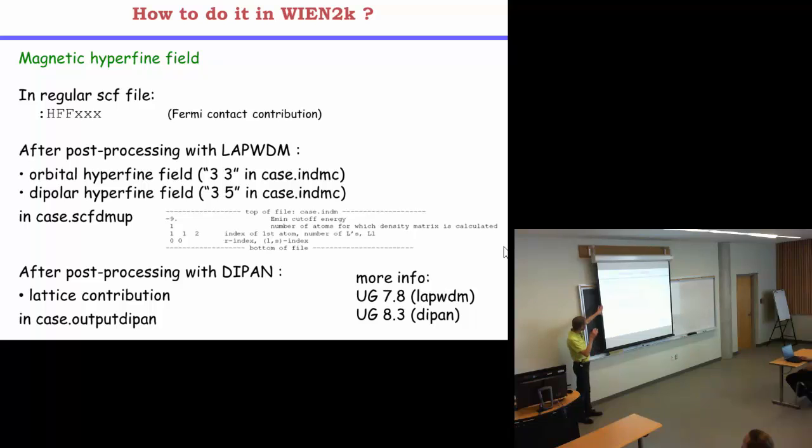If you want to calculate the orbital and dipolar contributions, you have to run after the SCF cycle the LAPWDM program, where, and here I refer to the user's guide, you have this type of input files, where you specify for which atom, for which orbital you want to calculate this contribution. And if you replace these two numbers here, this 0, 0 by a 3 and 3, then it will give you the orbital hyperfine field. If you put a 3 and 5, you will have the dipolar hyperfine field. And there is an additional program, DIPAN, that can be used to calculate in a very classical way this lattice contribution from the neighboring atomic moments.